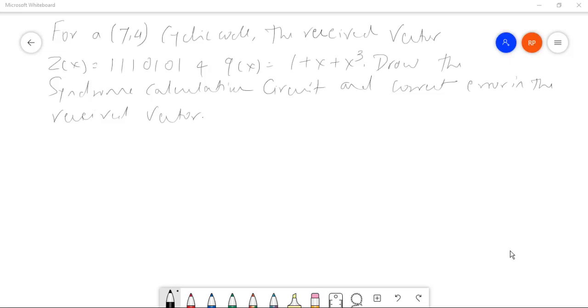Okay, let us solve a problem on syndrome calculation. So the problem goes like this: for a (7,4) cyclic code, the received vector is z(x), which is given by 1110101, with the generator polynomial 1 plus x cube. We have to draw the syndrome calculation circuit and correct the errors in the received vector.